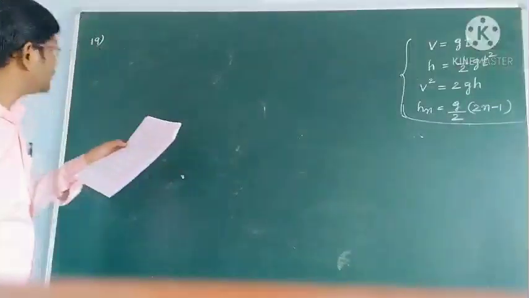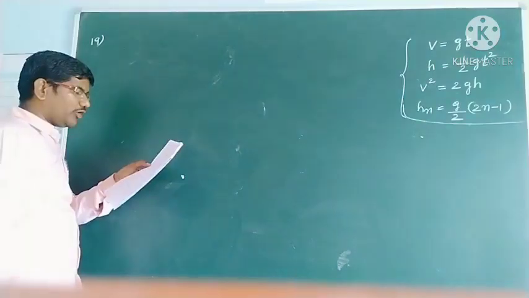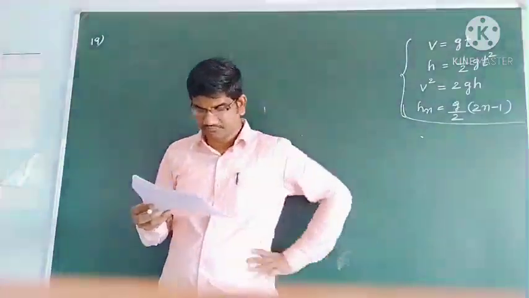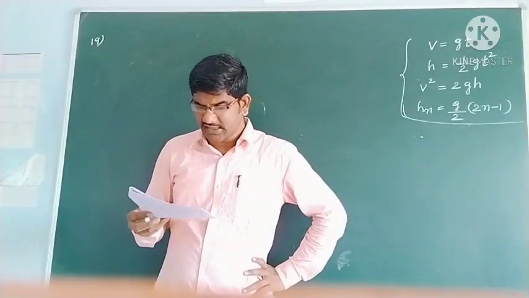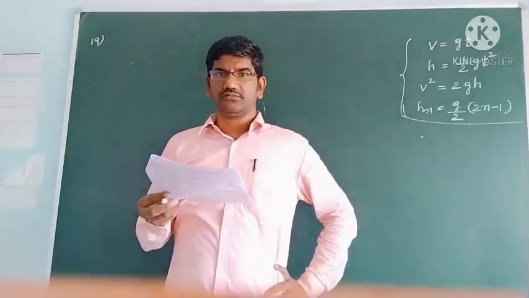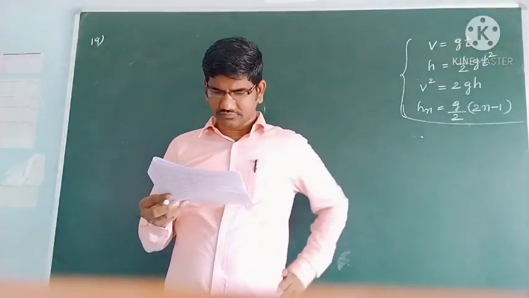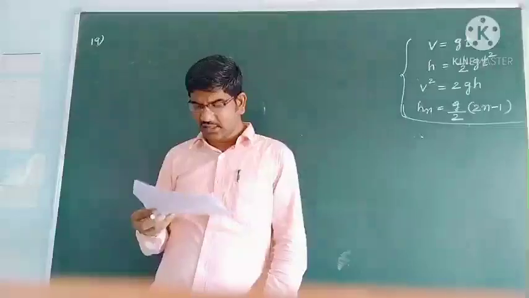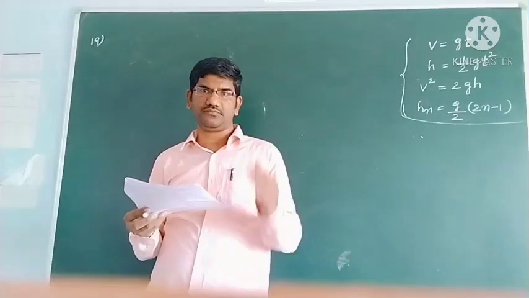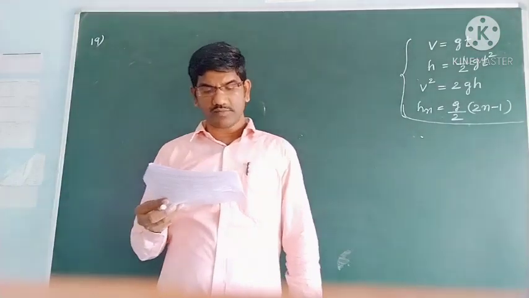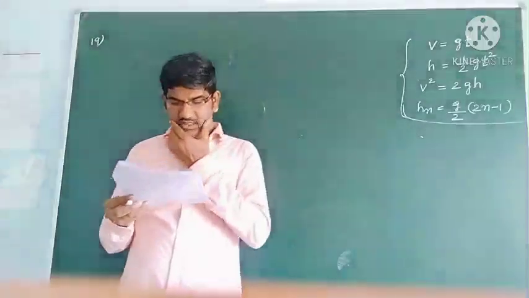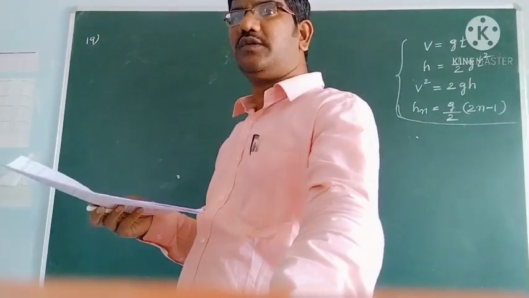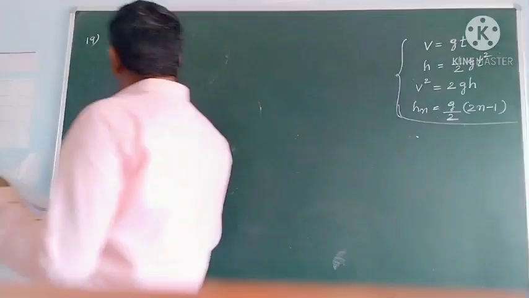Okay students, now see the 19th problem. A body is dropped freely. After 2 seconds, another body is dropped from the same height. The distance of separation between them after 10 more seconds. Then what do we want, students? Distance of separation between them after 10 more seconds.